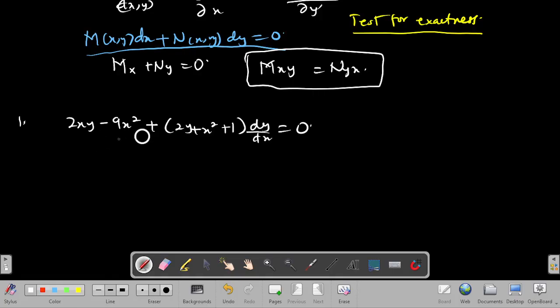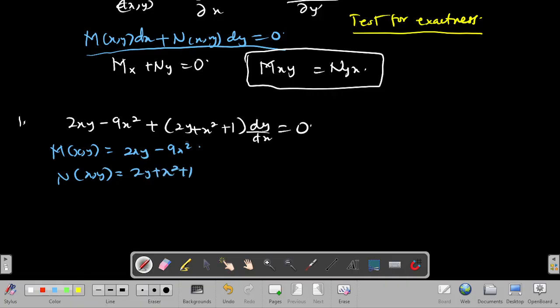It's clearly seen here that this side is our M part and this side is our N part all the time. When I cross multiply, the dx will come here, so this is your N and this is your M. So let's break our function into two. Our M of xy is simply equal to 2xy minus 9x squared. Then our N of xy is simply equal to 2y plus x squared plus 1.